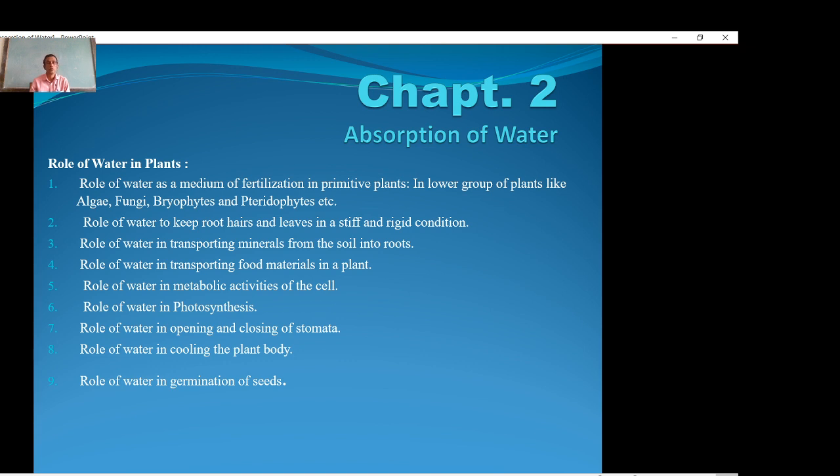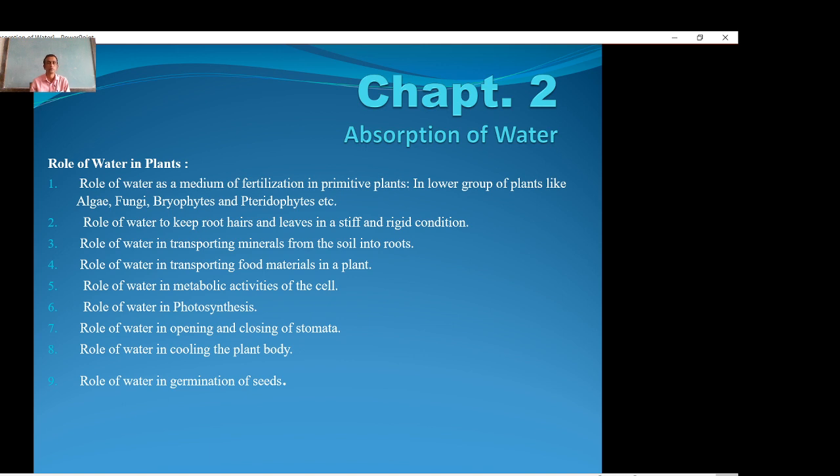First role is role of water as a medium of fertilization in primitive plants. We know the examples of primitive plants are algae, fungi, bryophytes, pteridophytes, also called the lower group of plants. They require water at the time of fertilization for the transfer of male gamete towards the female gamete, means to carry the gametes. This is the main role of water in these plants.